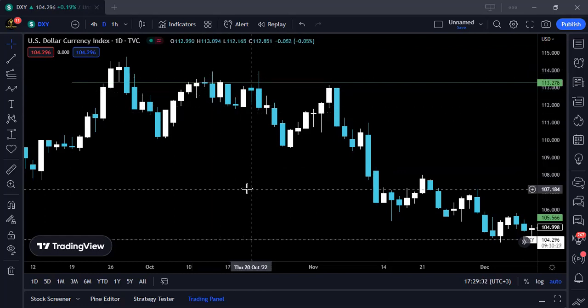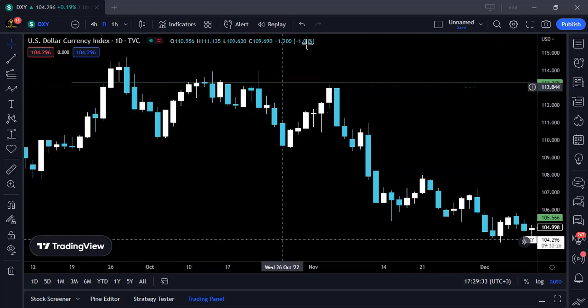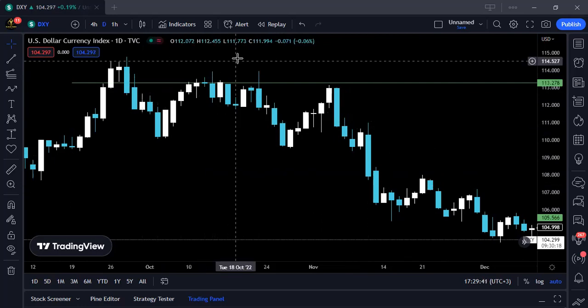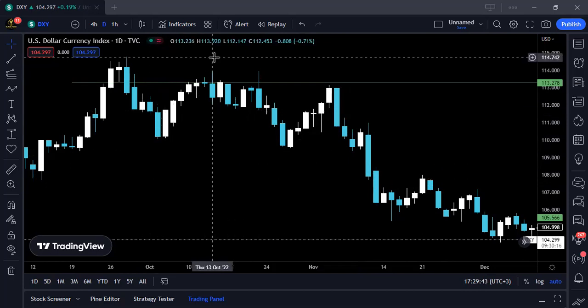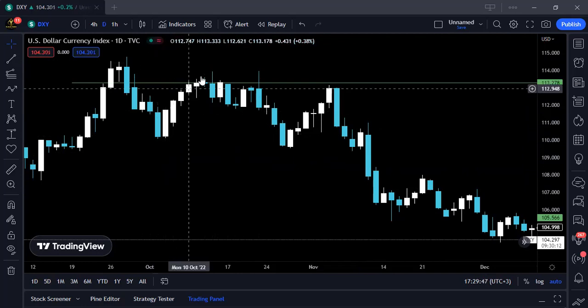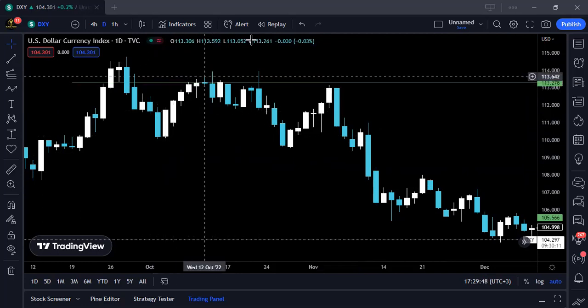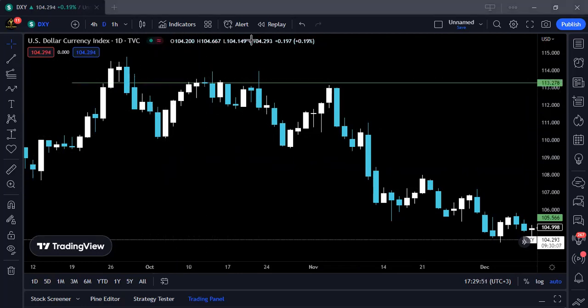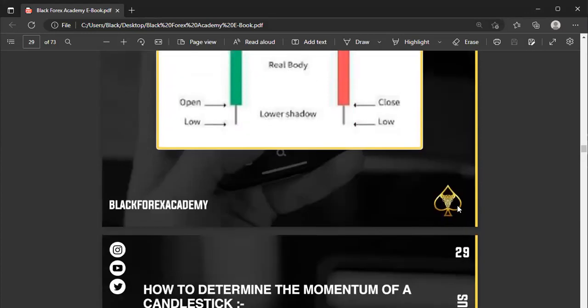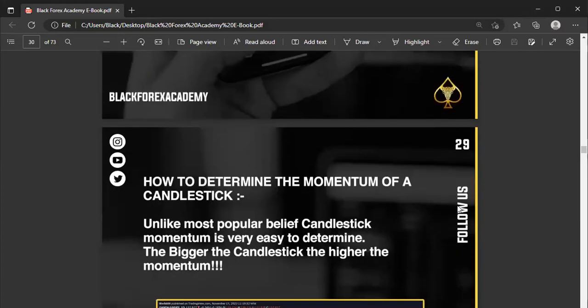And then after knowing that, there's another thing you need to understand with candlesticks: how to read momentum. Because yes, prices may be pushing higher, but how strong are they? So for instance, look at this thing right here. Let's get back first to the ebook, and then we'll get back to that. Okay, so those are the candles, how to determine momentum.